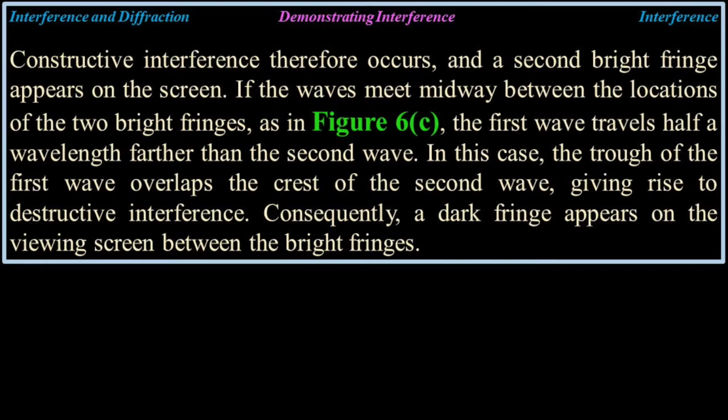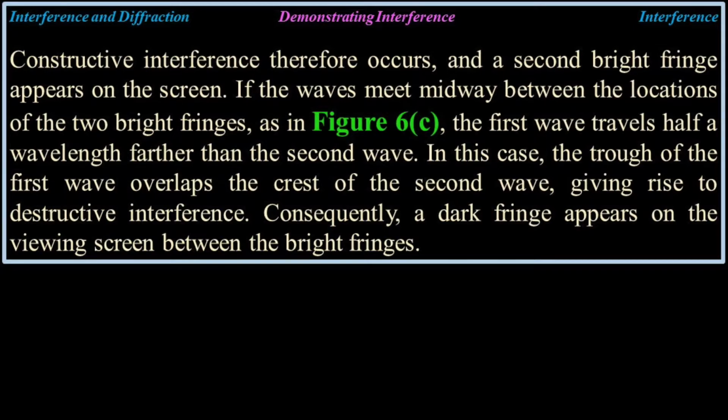If the waves meet midway between the locations of the two bright fringes, as in Figure 6c, the first wave travels half a wavelength farther than the second wave. In this case, the trough of the first wave overlaps the crest of the second wave, giving rise to destructive interference. Consequently, a dark fringe appears on the viewing screen between the bright fringes.